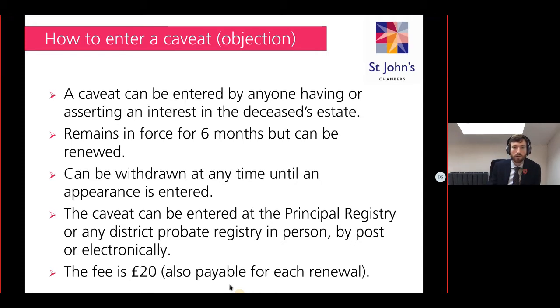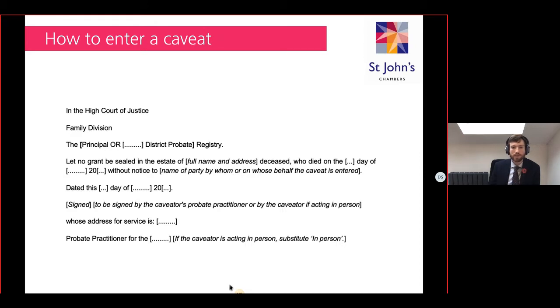The caveat is entered either at the principal registry or any district probate registry, and the form looks like this. I've taken this from Tristram and Coote's probate practice. You can see here, and one thing to note is that you really don't have to provide much information when you enter a caveat. You simply need the name and address, or last address of the deceased, and the date of death, and to provide your own name and address.